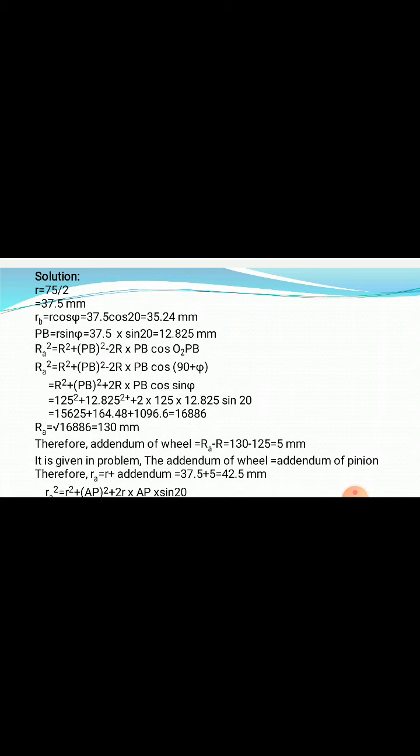So P into B, we can already calculate it. In this equation, PB is equal to R sin phi. By using triangle O1PB, PB is equal to R sin phi. This is nothing but R, and this PB is nothing but R sin phi.